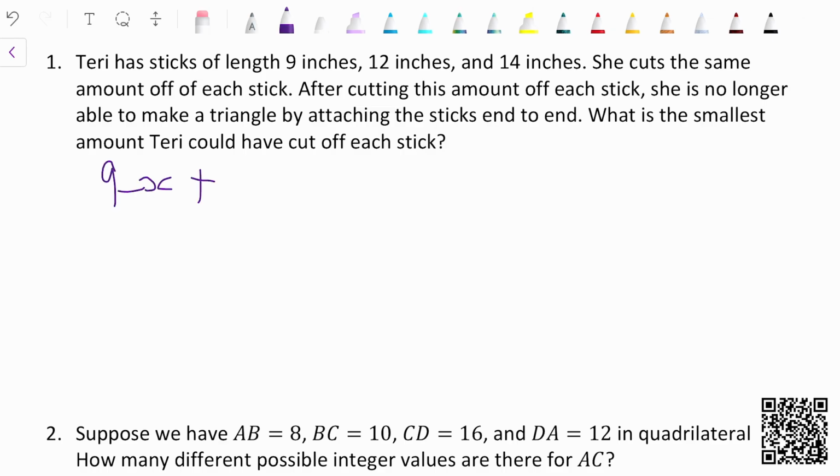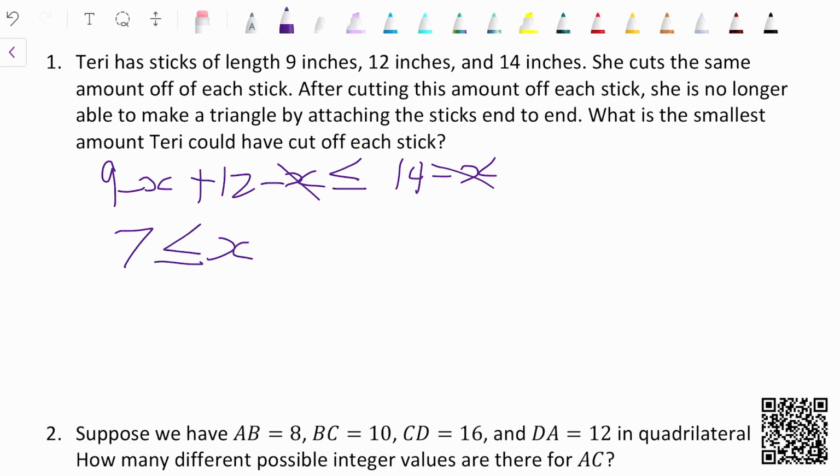minus x plus 12 minus x has to be less than or equivalent to, because in a regular circumstance where you could actually make a triangle, it has to be greater than. Therefore, in a circumstance where you cannot make a triangle, it has to be less than or equivalent to 14 minus x. And if we move this x to the other side, so plus x, these two x's are gone, and then plus another x, and then move the 14 to the other side, we'll get 7 has to be less than or equivalent to x. And this means that the smallest amount Terry could have cut off each stick is 7.